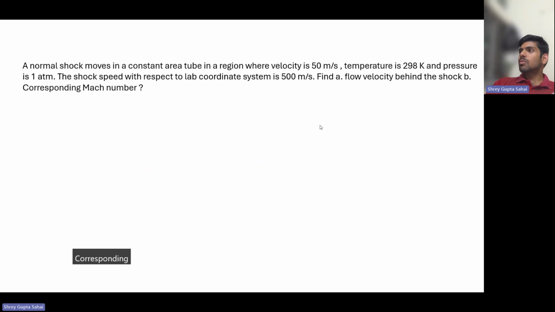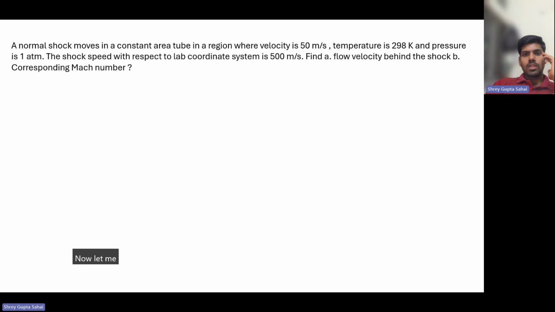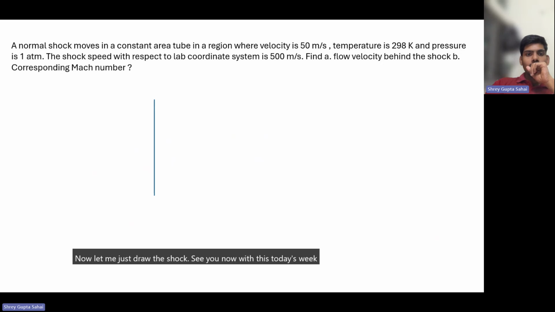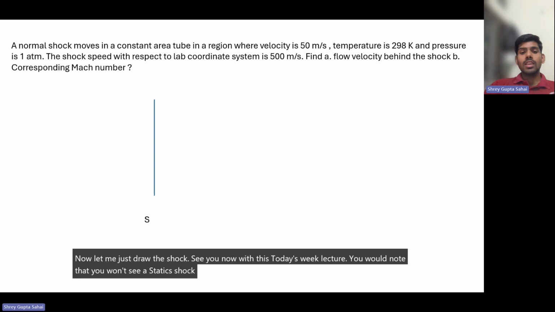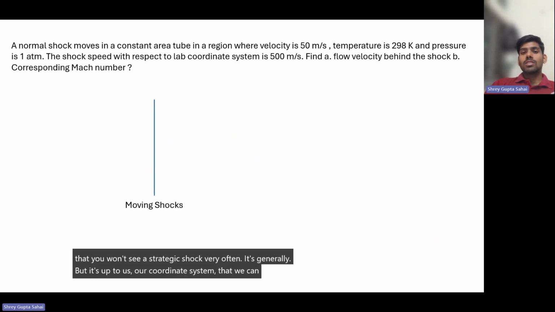Okay, so we'll do this problem and we'll try to stop today. Let's do this small problem. Now, let me just draw the shock. As you would note from this week's lecture, you won't see a static shock very often. It's generally a moving shock, right? But it's up to us, our coordinate system, that we can make the shock stand.